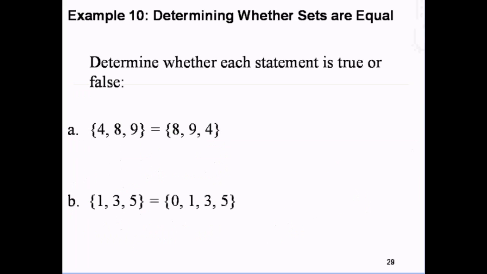All right, true or false? Are these two sets equal? Yeah, 4, 8, and 9. 4, 8, and 9, even though they're not in the same order, they're the same items. So that's true. True or false? False. False, because this one has that 0 added in, so it's not exactly the same. Easy enough?